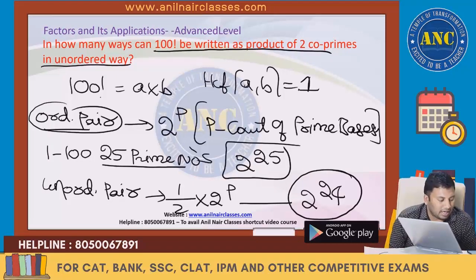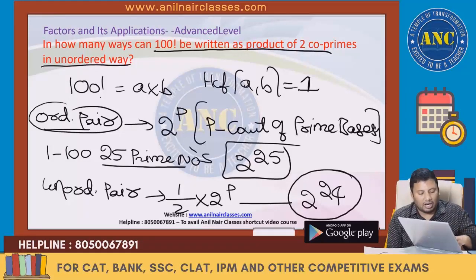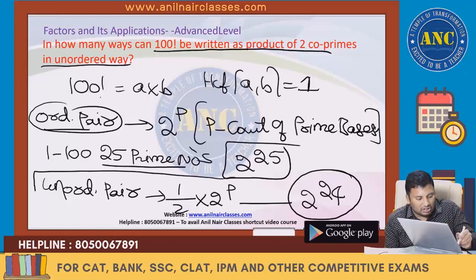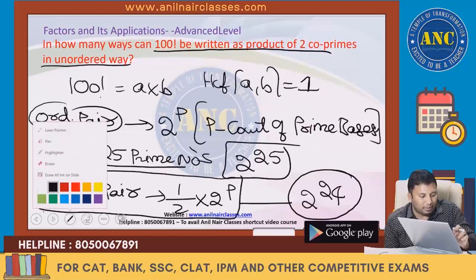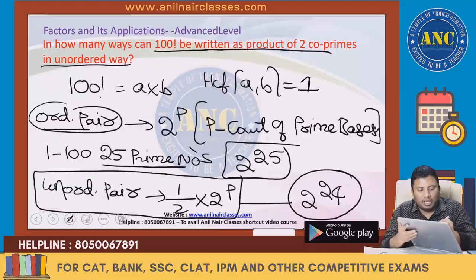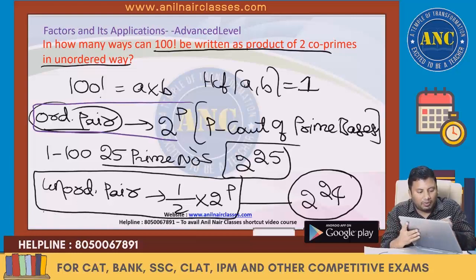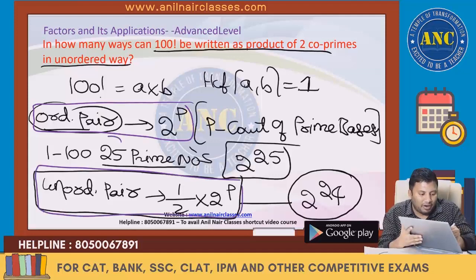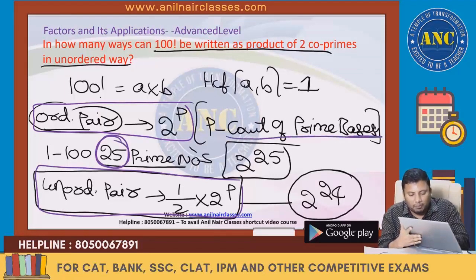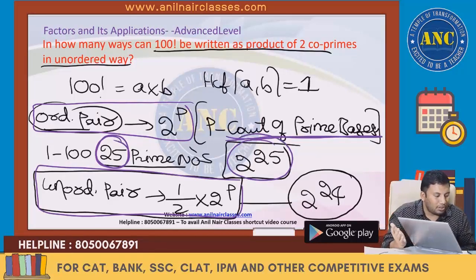I hope the idea is clear to you. Ordered pair is 2 power p. Unordered pair is half into 2 power p. Why are we doing this? p is the count of the prime bases. From 1 to 100, there are 25 prime bases. So the answer is half of 2 power 24.